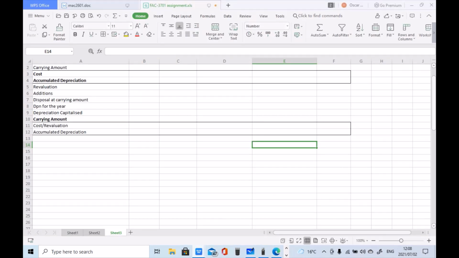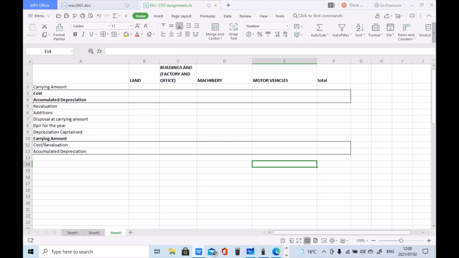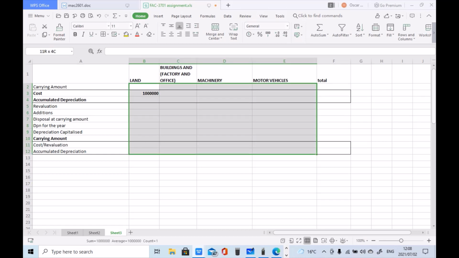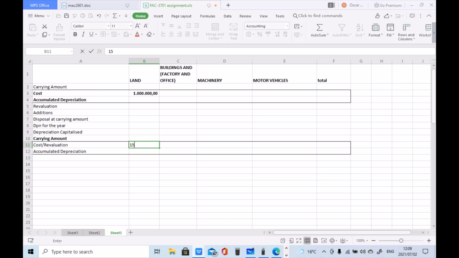Okay, so I've got the template here already given. The land had a cost of 1 million at the beginning. Okay, 1 million. So that's given there. Let me just put it there, alright, so that it will be easy for me to see. Okay, so 1 million at the beginning. It was revalued to 1.5 million.